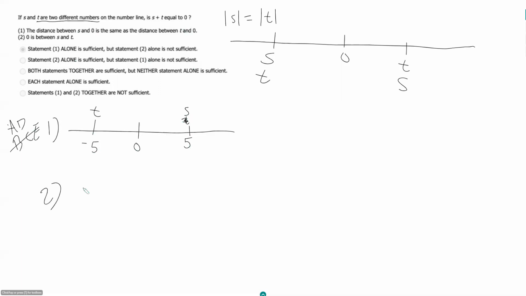Statement 2 says 0 is between s and t. So that really doesn't mean anything. That just means one of them is positive and one of them is negative, but you have no idea how far they are from 0. So they could be the same distance from 0, like -5 and 5, or t could be all the way over here, and s could be equal to -1. And so they wouldn't have the same distance, so that's not sufficient. A is the answer.